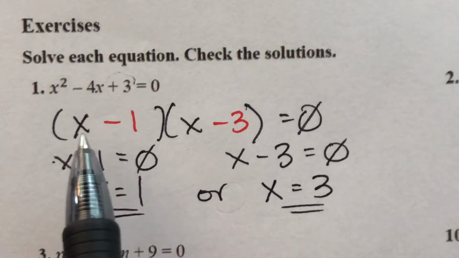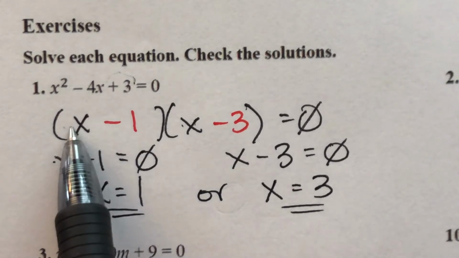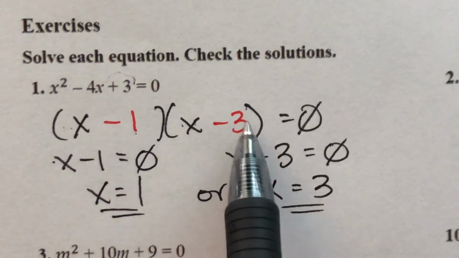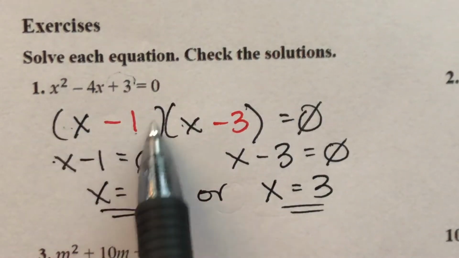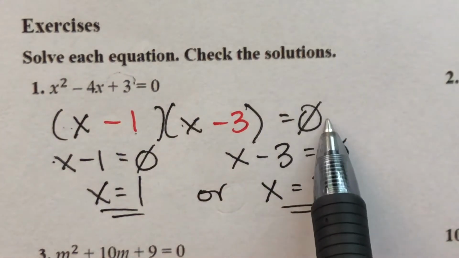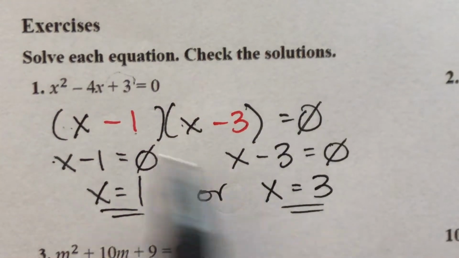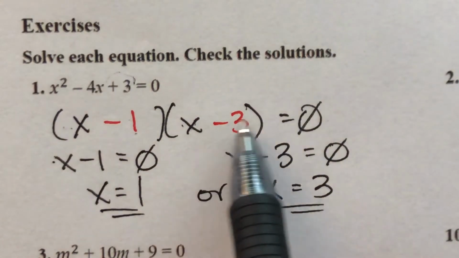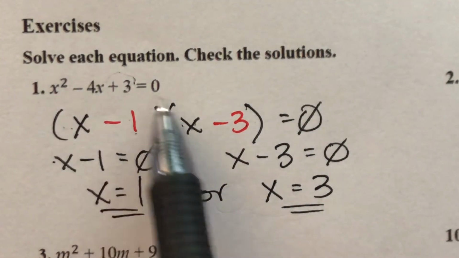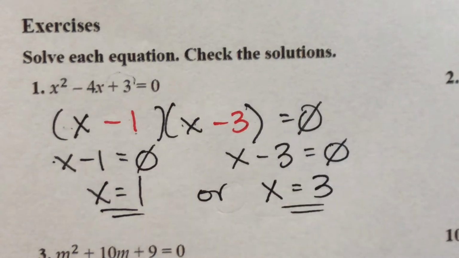Either way, if I plug a 1 in for x, 1 minus 1 is 0, 1 minus 3 is negative 2, 0 times negative 2 is 0. If x was 3, 3 minus 1 is 2, 3 minus 3 is 0, 2 times 0 is 0. So it can be either one of these two would make this correct.